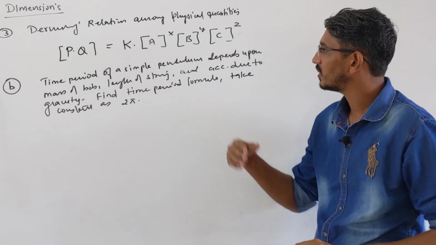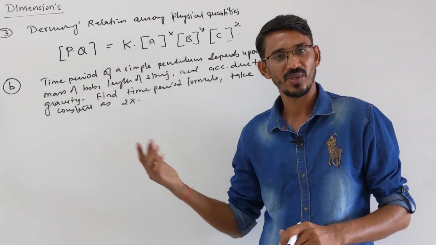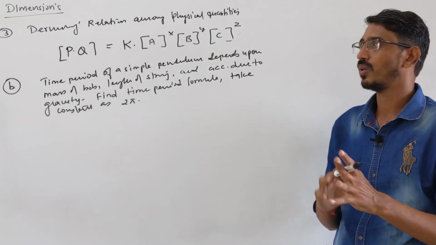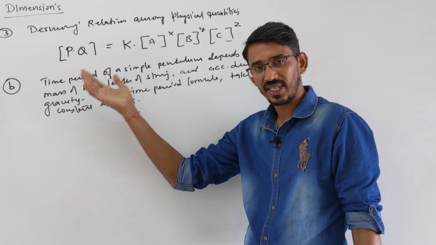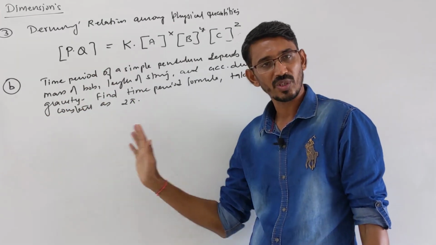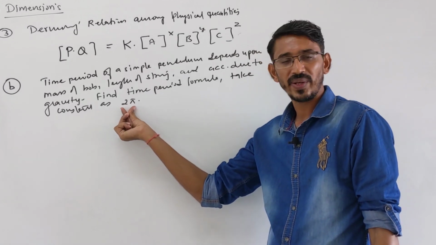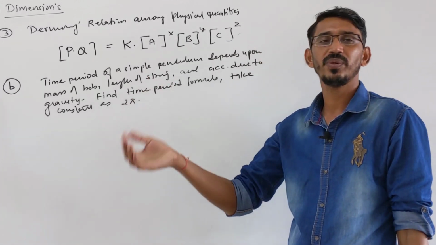You know that the mass of the bob doesn't come in the formula, because the formula already knows time is 2 pi root L by g. Length and g only come, but mass doesn't. Even if they gave it, you don't need to worry, it will be removed automatically. Here they gave the constant also, since we cannot find the constant, so we can put it at the end.